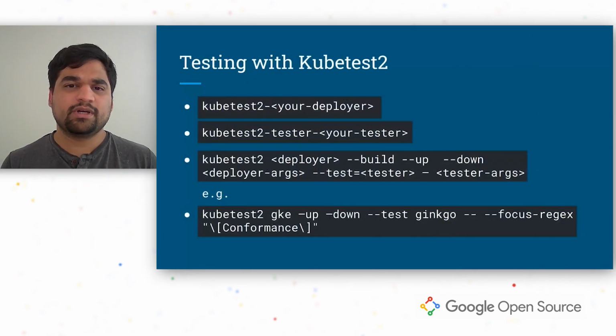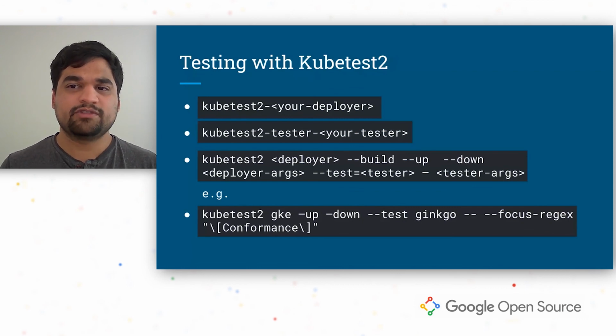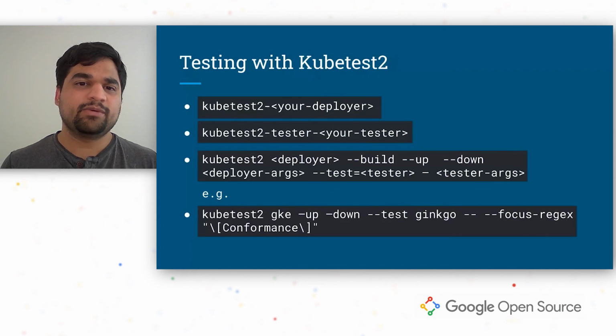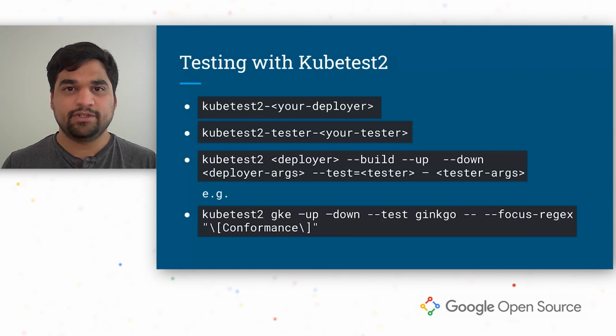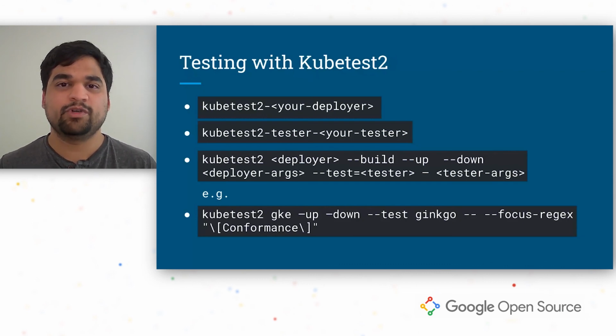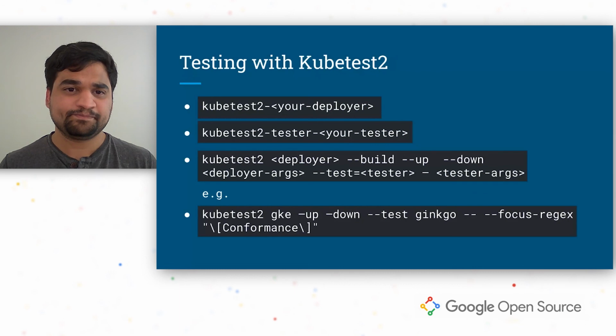Now let's take a quick look at the actual command line and how it looks. So Kubetest2 uses the binary plugin mechanism for detecting plugin deployers and testers. The binary plugin mechanism is used widely across the project, including kubectl itself. The way it works is that binaries are named in a particular standardized format. In this case, kubetest2-your-deployer would be used for your deployer binary, and kubetest2-tester-your-tester-name would be used for a kubetest2 tester.